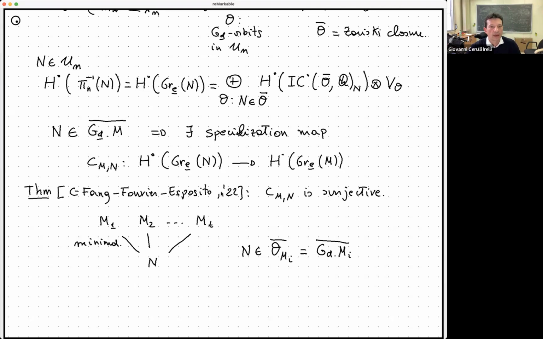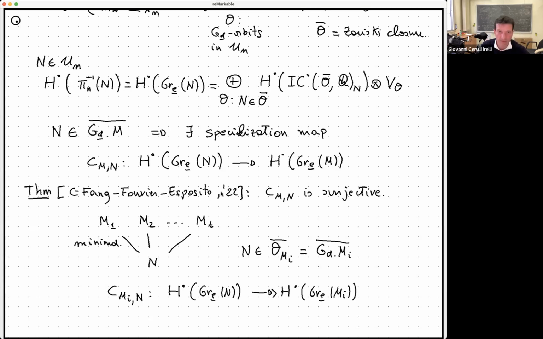Okay, now what happens is that we have a specialization map c_{M_i,N} from the cohomology of the Grassmannian of N into the cohomology of the Grassmannian of M_i, and this map is surjective by this theorem. And this map is a homomorphism of graded rings.